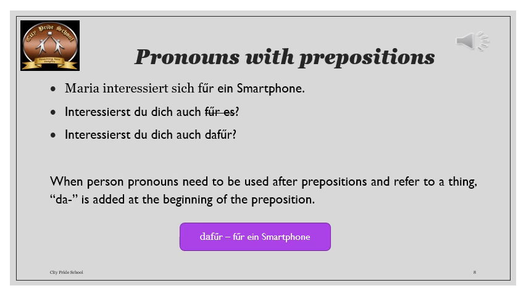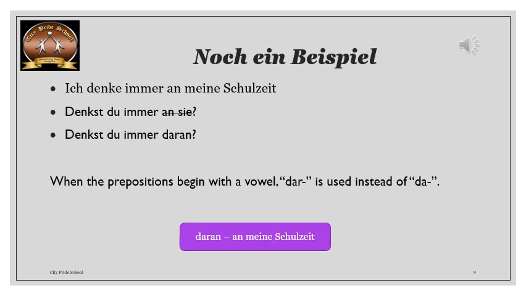Für es ist ganz falsch, total falsch. Dafür ist richtig. Please keep this in mind. We'll see one more example of the same. Noch ein Beispiel. Jetzt sehen wir noch ein Beispiel.